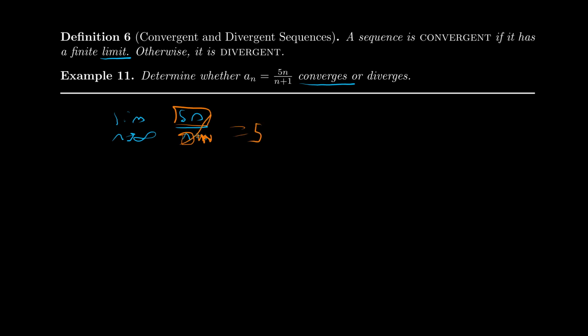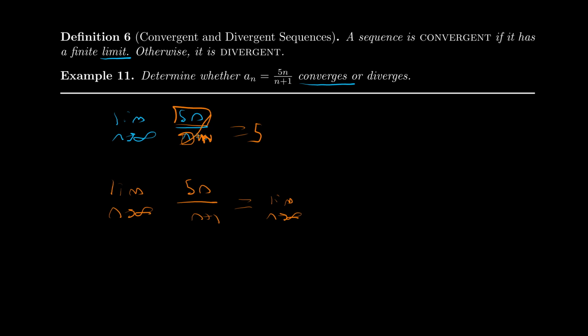Okay? Now, if you want to do this mathematically, instead of that weird way, then we can look at the limit as n approaches infinity of 5n over n plus 1. We can divide everything top and bottom by n.